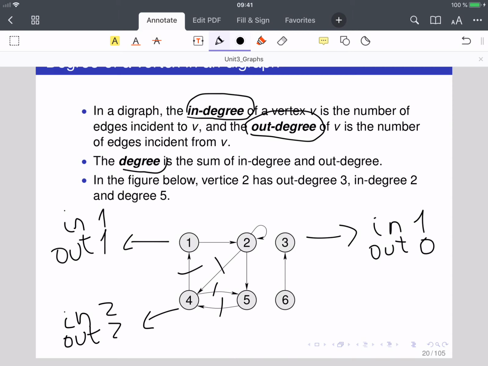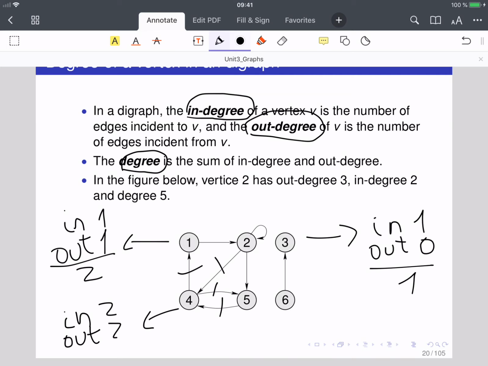And the total degree is the sum of the in degree and the out degree. So for instance, for 1 we have degree 2, which are the number of edges that are incident either to or from the vertex. Here 3 has degree 1 because there is only one edge that is incident, in this case 2,3.